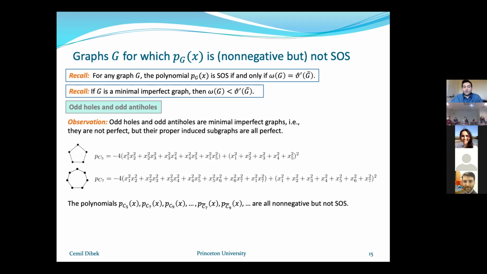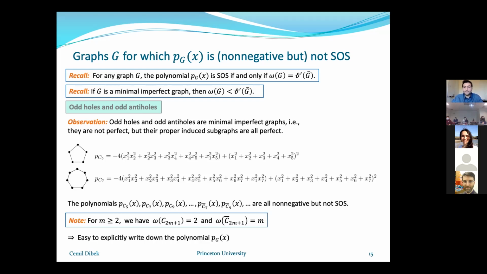But let me remind you something. In order to write down this polynomial explicitly, remember this polynomial has omega in it. So we need to know the clique number of the graph. Otherwise, we cannot write the polynomial explicitly. But in this case, it's easy. For odd holes, we know that the clique number is exactly 2, and the clique number of odd anti-holes is exactly m if it has 2m plus 1 vertices. So we can easily write down this polynomial for odd holes and odd anti-holes.